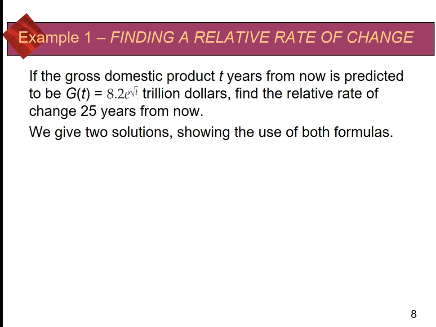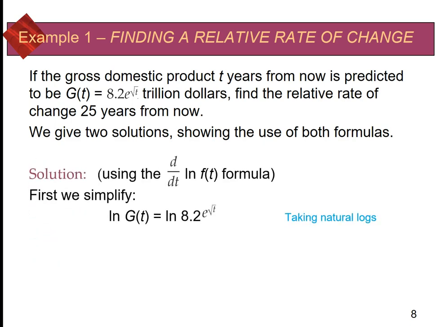So it doesn't matter which one you choose to use, whichever one's more comfortable. Here, the first one they're going to do is the derivative of the natural log of f of t. So they're going to do the natural log of g of t, which is the natural log of 8.2 times e to the square root t.